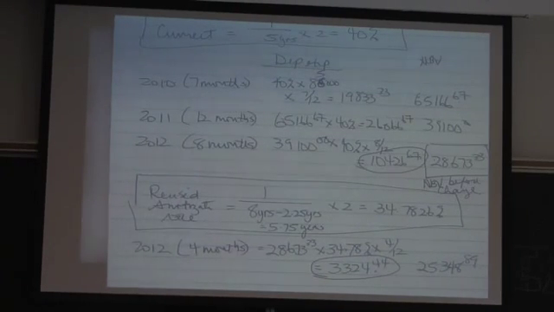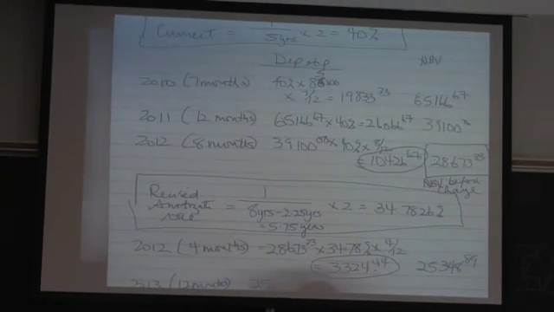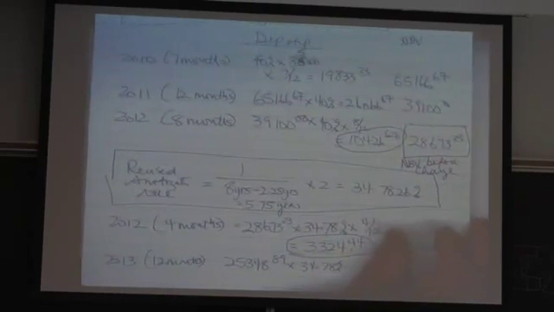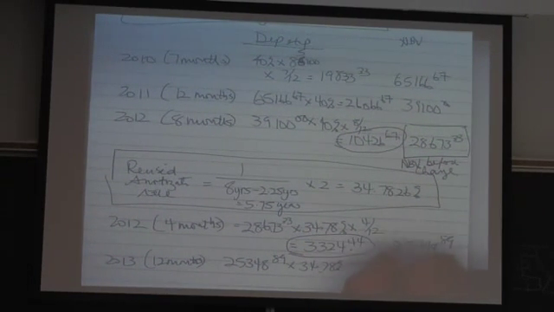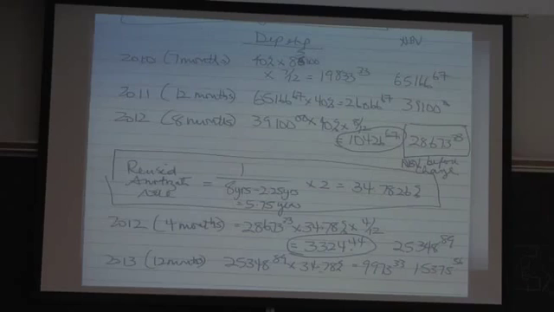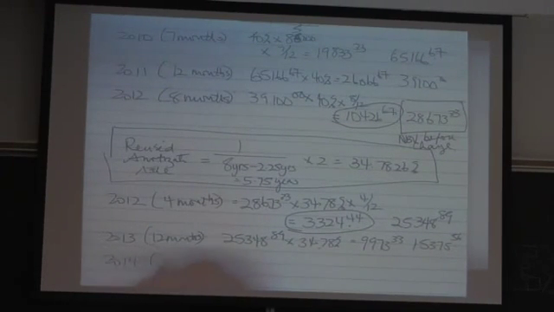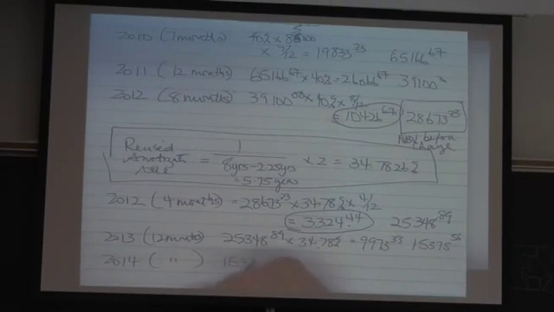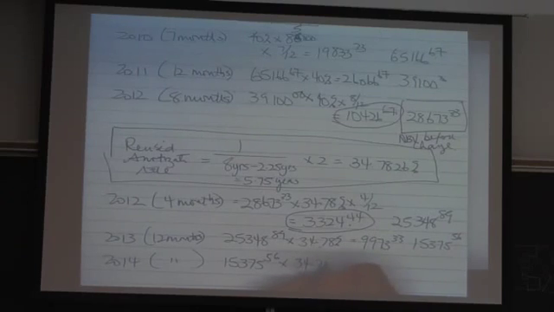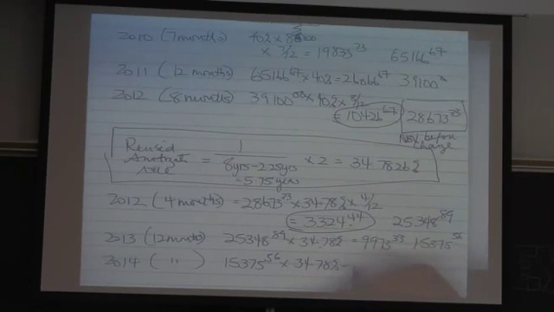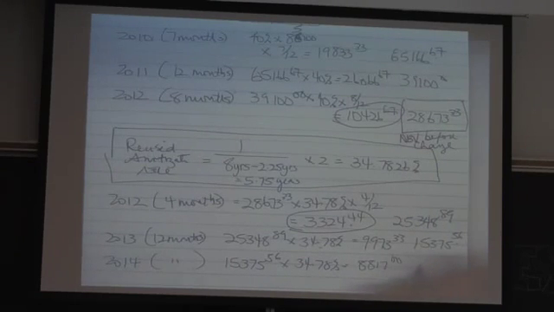Okay? Now, 2013, it's going to be 12 months. It's going to be 25,348.89 times 34.78%. That gives us 9,973.33, and net book value is going to be 15,375.56. 2014, another 12 months, 15,375.56 times 34.78 gives us 8,817. Net book value 6,558.55.